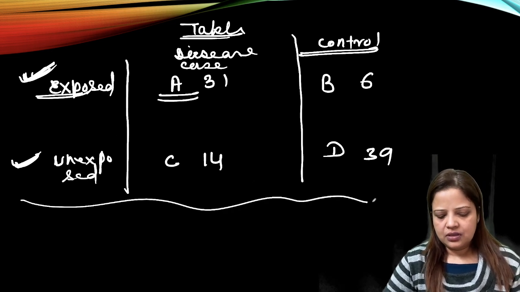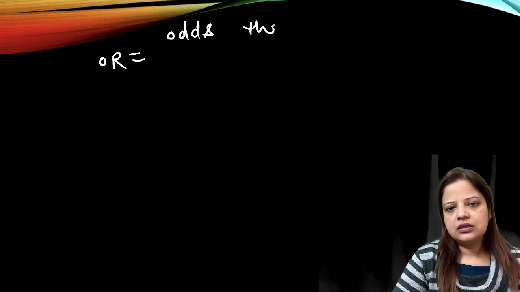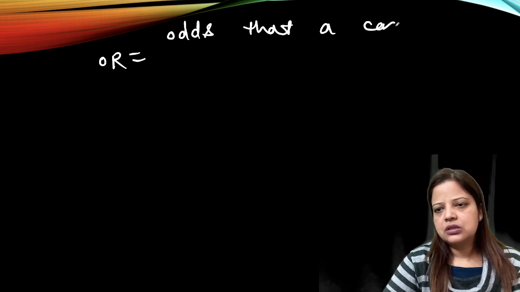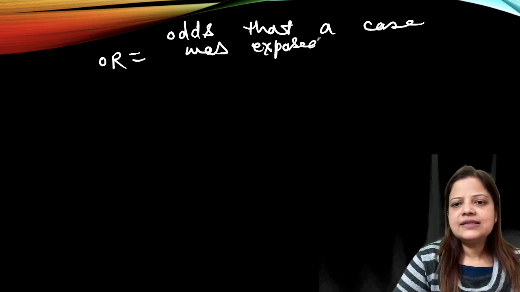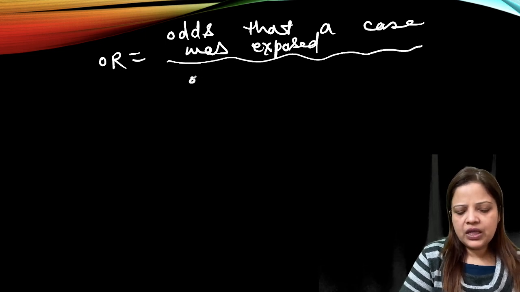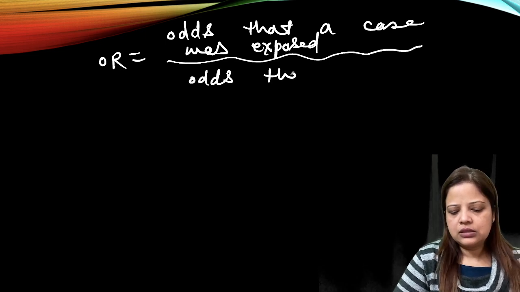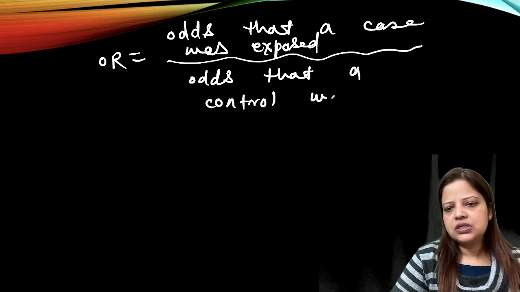Okay. Now we will calculate the odds ratio. First of all, I will write down the formula of odds ratio. The formula of odds ratio is odds that a case was exposed, in our case exposed to cigarette smoking, divided by, the denominator will be odds that a control was exposed.